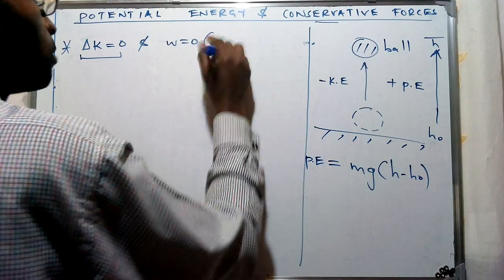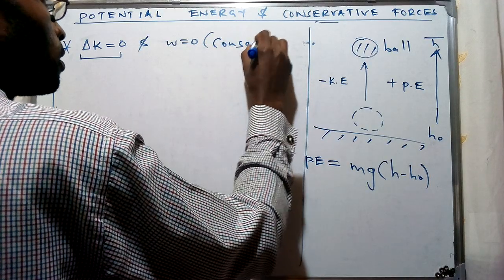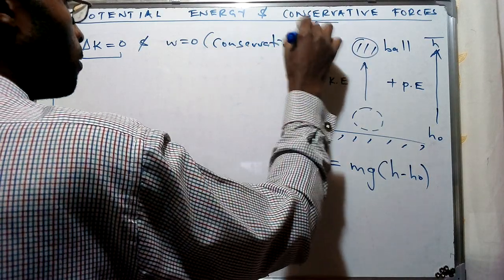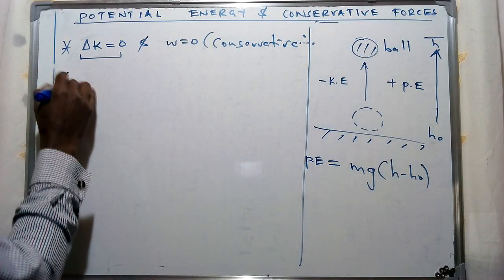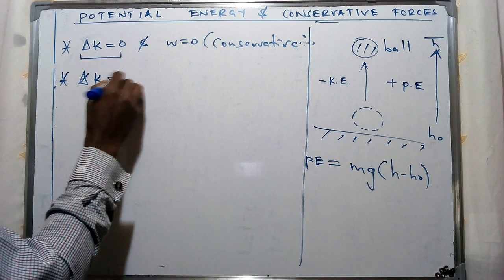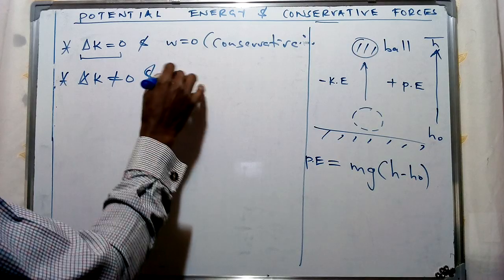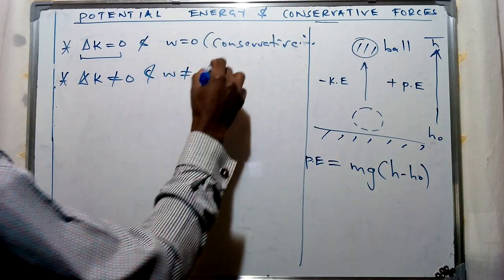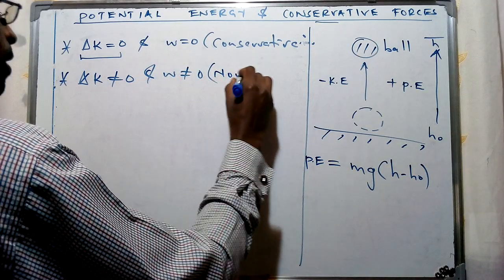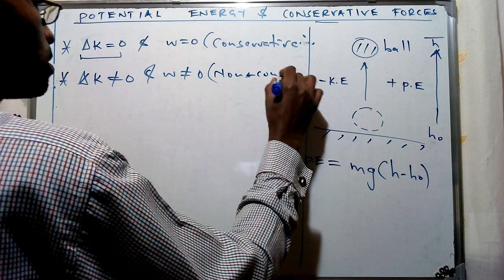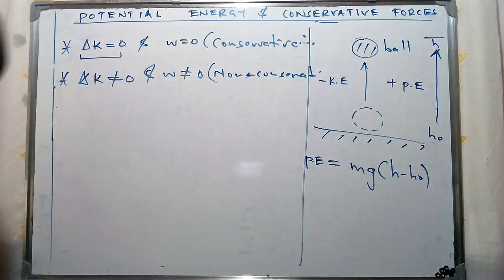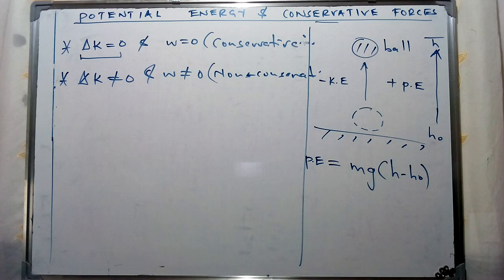So my handwriting is legible. This is going to be conservative kind of forces. And if the opposite is true, whereby we have a delta K not equivalent to 0, and of course W not equivalent to 0, and therefore these are going to be non-conservative type of forces which we are going to come across.